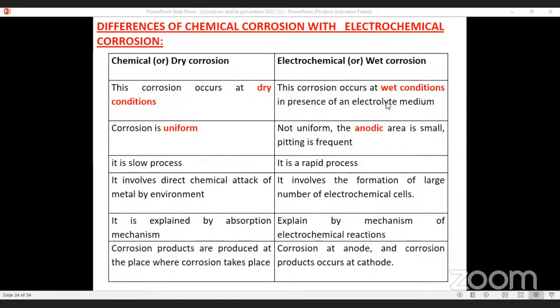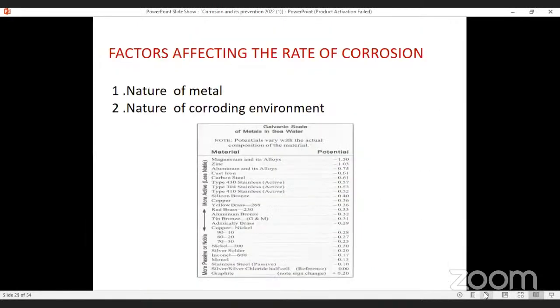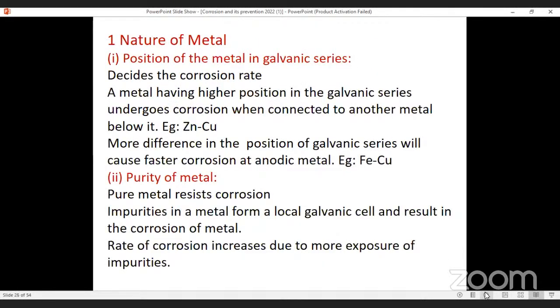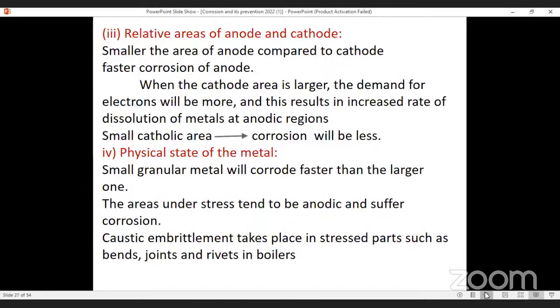What is corrosion? Then what about dry corrosion? Dry corrosion means oxidative corrosion. Then what about wet corrosion? Wet corrosion means absorption of oxygen and evolution of hydrogen, right? Further, some protective methods will be there: protective coatings, the nature of the metal, and the nature of the surroundings.